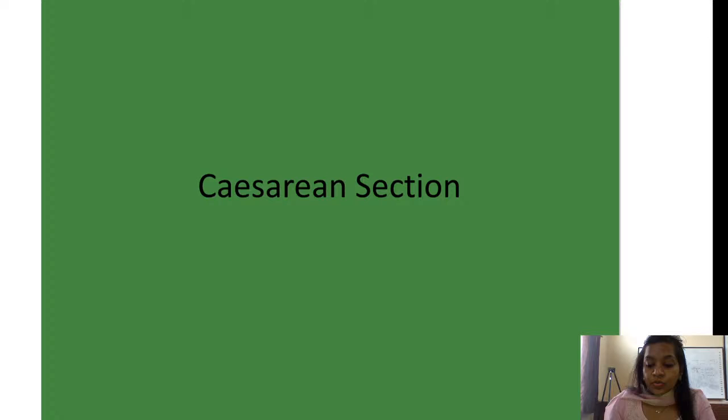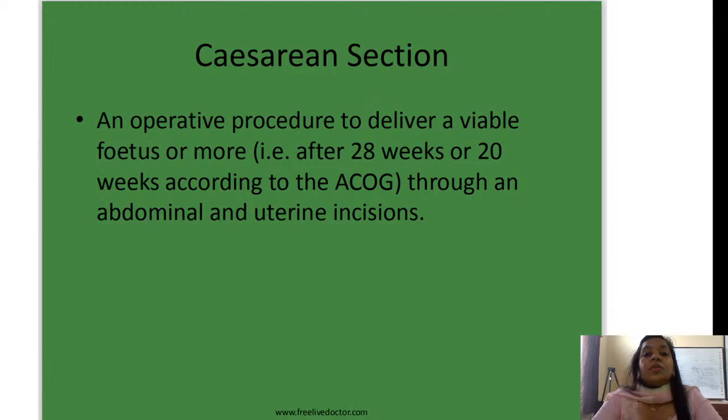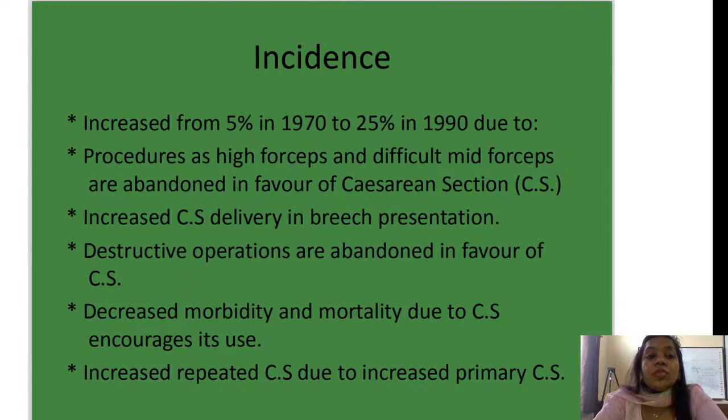So, as we proceed, what is the definition of C-section? An operative procedure to deliver a viable fetus or more after 28 weeks, or 20 weeks according to the ACOG guidelines, through an abdominal and uterine incision. So, it's an operative procedure that you all know to deliver the fetus mostly after 28 weeks through an abdominal and uterine incision. So, how much is the incidence?